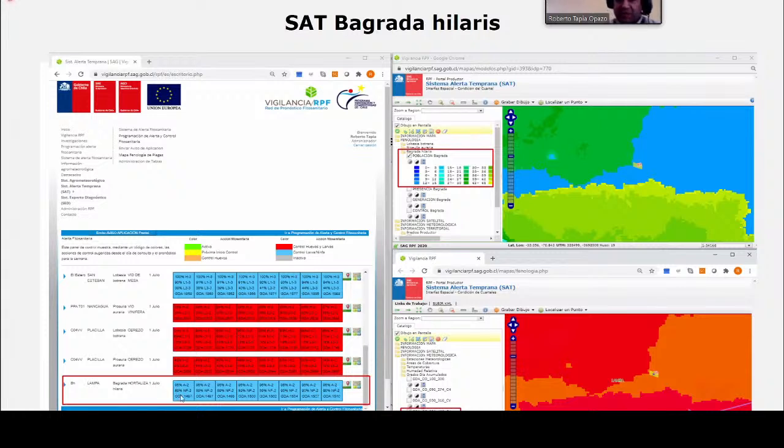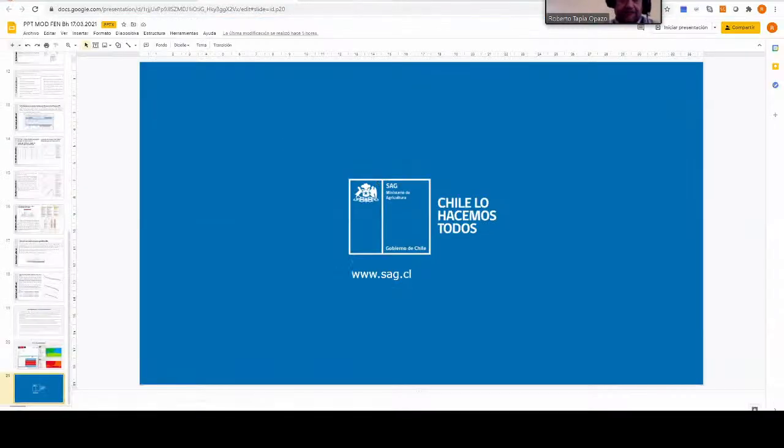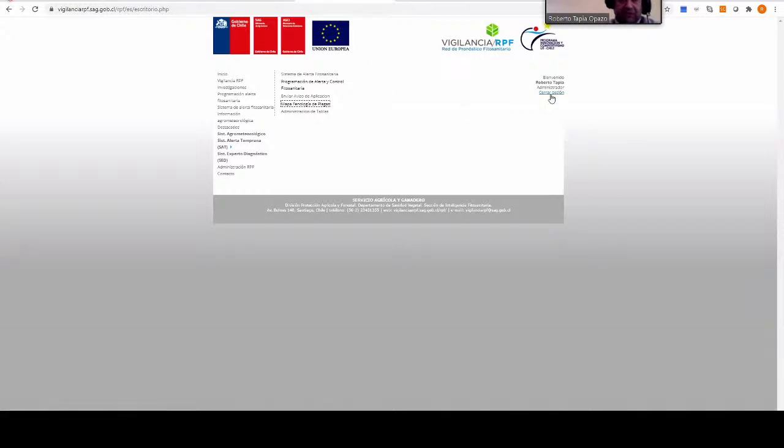So the producer enters the site every day and can see how it is advancing based on cumulative degree days. And at the eighth day, there's the control time. The system lets them know you are at 8 days for pest control. Please enter the system to program your chemical control, because the system allows that. And it also lets SAG know, it sends the notice to SAG where that chemical was applied or where it's scheduled to.